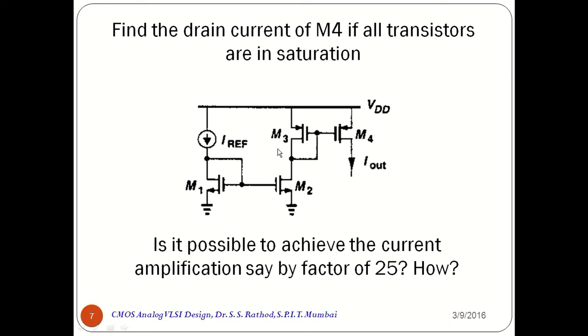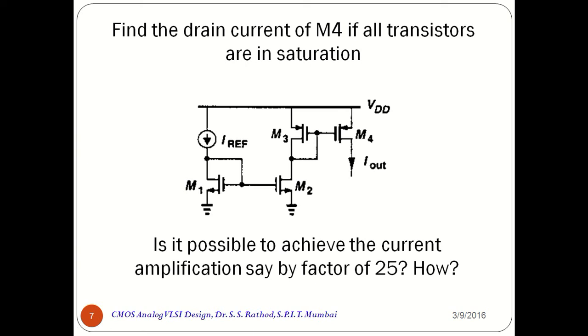Also drain current of 2 and drain current of 3 are same, that is ID2 is equal to ID3, and ID4, drain current of 4, will be equal to ID3 times W by L of 4 upon W by L of 3. That means I can write ID4 as W by L of 2 by W by L of 1 into W by L of 4 by W by L of 3 into reference current. So that is the answer for the first part of the question.